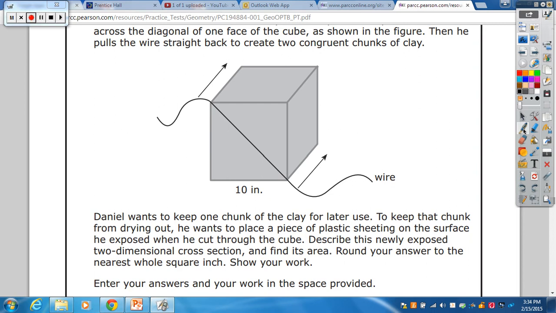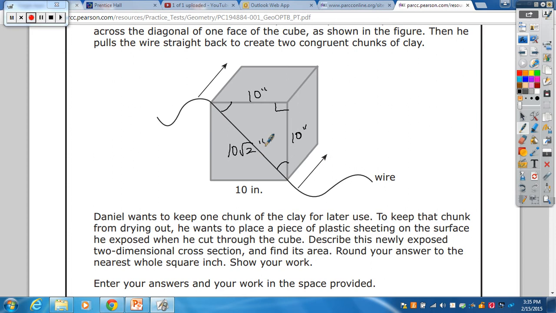Show your work. Okay, so what's happening here is they're pulling this through. We know that this is a cube, so this is 10 inches right here, and this is 10 inches right here. And as a result, this is a 45-45-90 triangle, and so this is going to be 10 radical 2 inches right there.